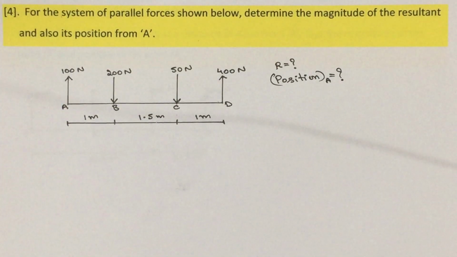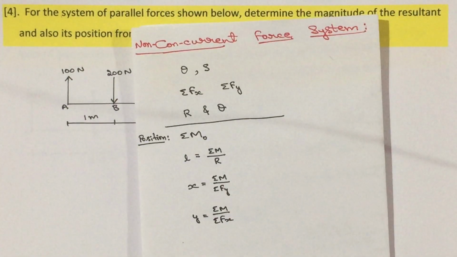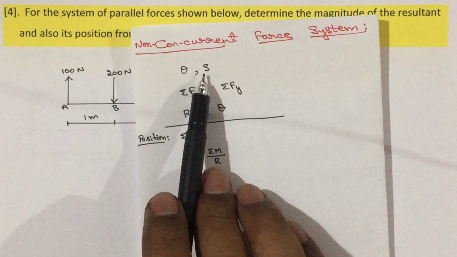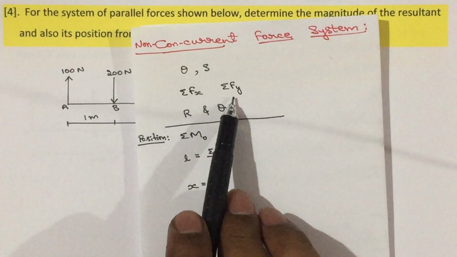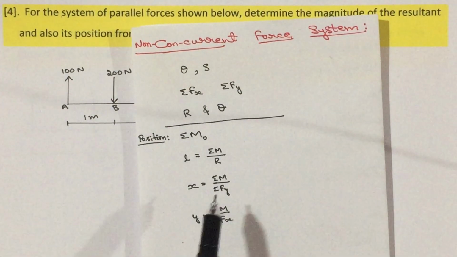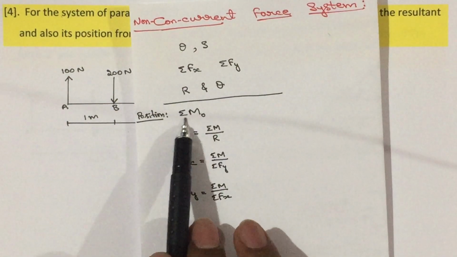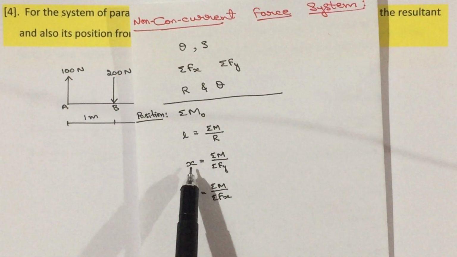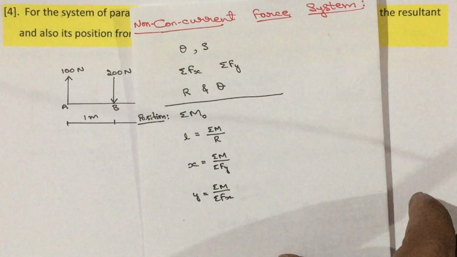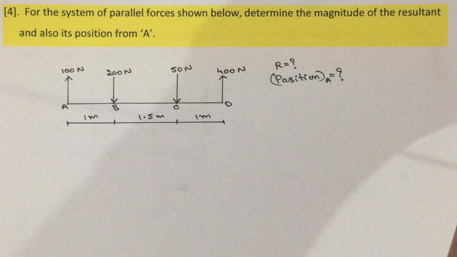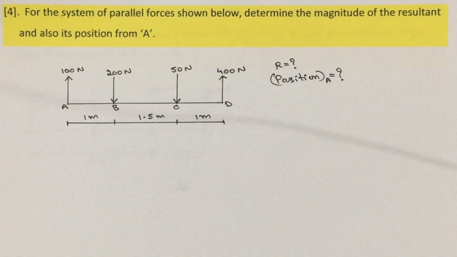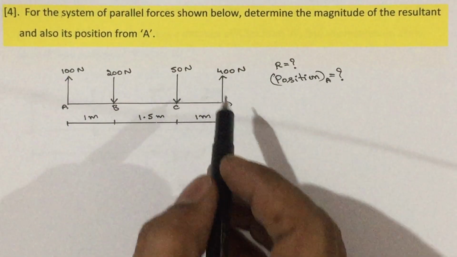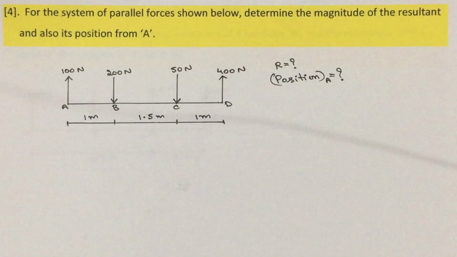So the procedure remains the same. Theta and splitting for the inclined force, sigma fx, sigma fy, then calculate sigma m with respect to the required point. Then perpendicular distance, x intercept and y intercept. We will follow the same procedure. First, theta and splitting up the inclined force. Since no inclined force is there, there is no need of horizontal angle theta and the splitting.